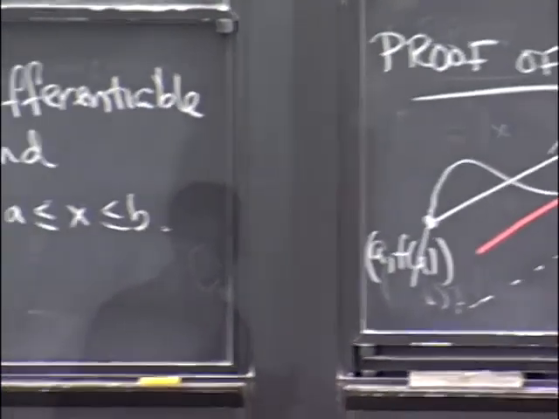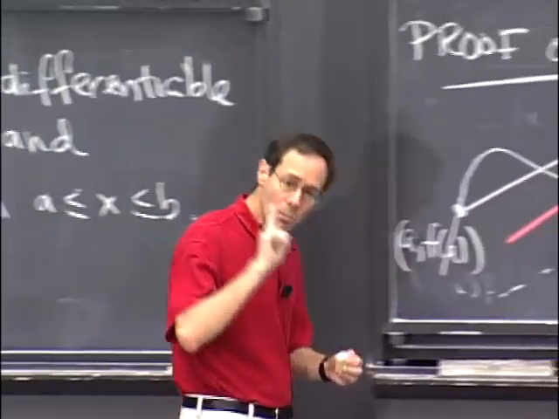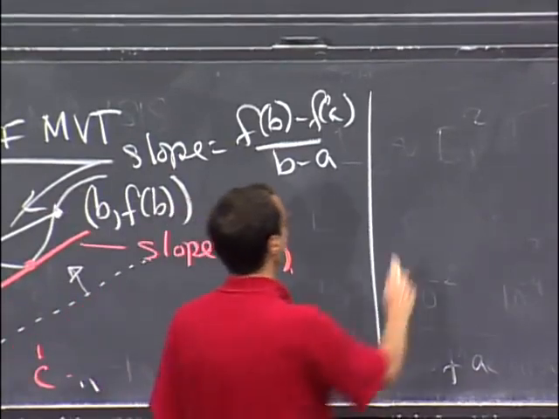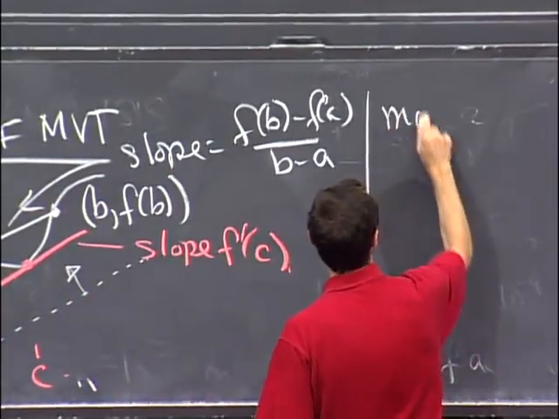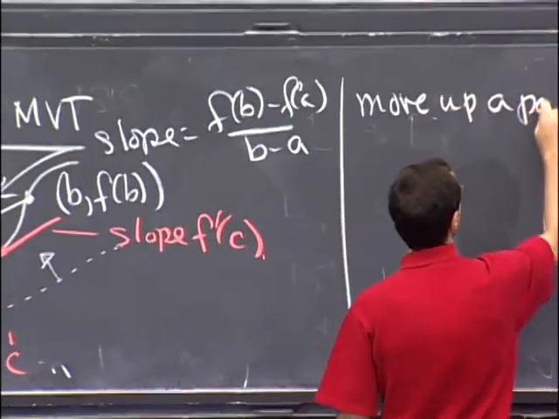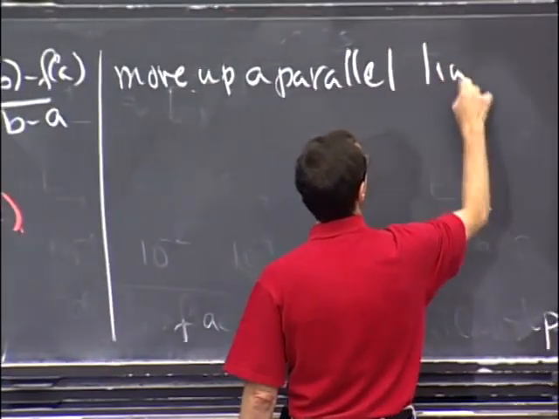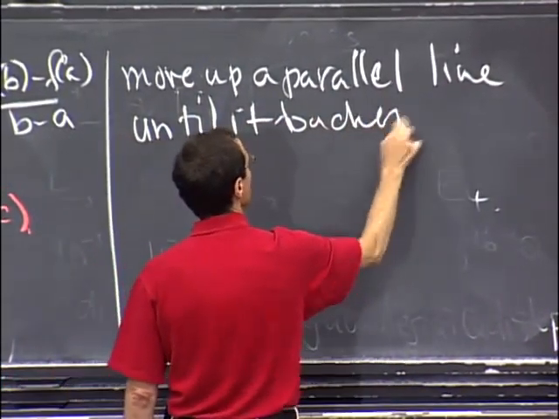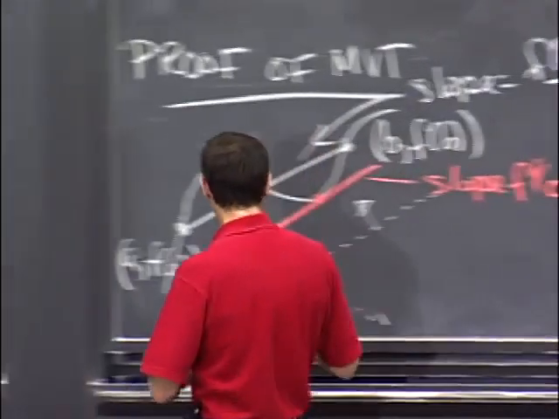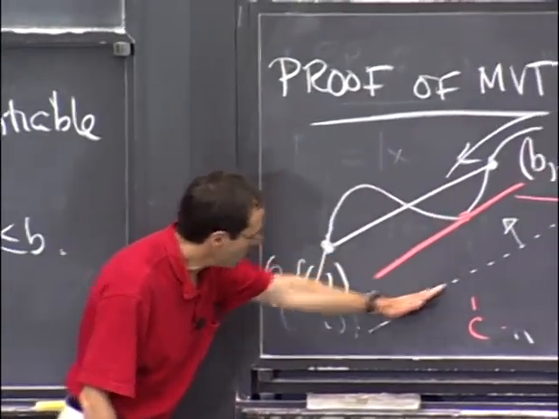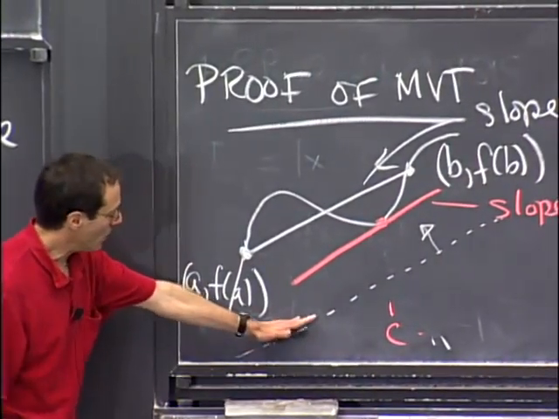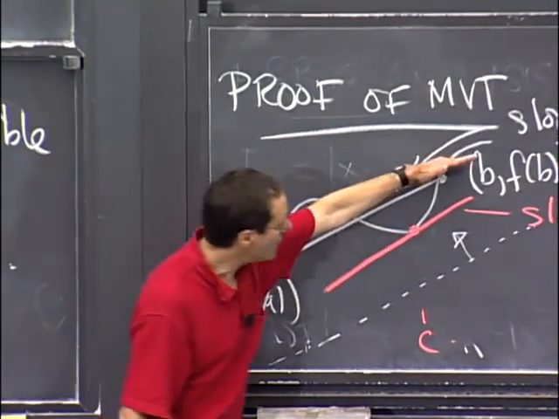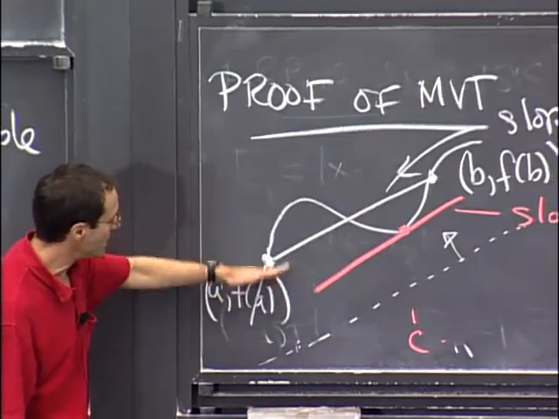That is almost the end of the proof. There's one problem. So again, we move up a parallel line until it touches. There's a little subtlety here which I just want to emphasize, which is that that dotted line keeps on going here, but when we bring it up, we're going to ignore what's happening outside of A and beyond B. All right? So we're just going to ignore the rest of the graph.